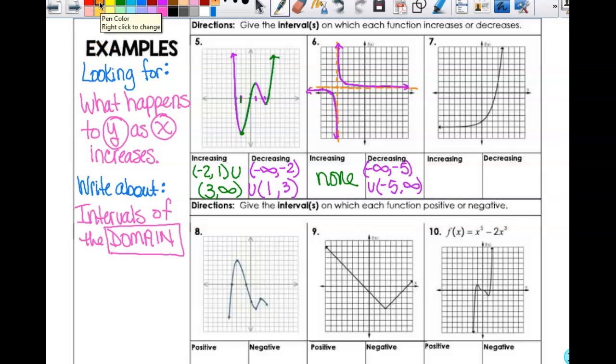Number 7 also has an asymptote. It's right here. There's not one over here. This is like an exponential function. Is this function increasing anywhere? Yes. When I start way out here, as I trace along, it increases the entire time, right? So I start out here at negative infinity. I'm increasing the entire time, and that's until x gets to positive infinity. It's not decreasing at all.